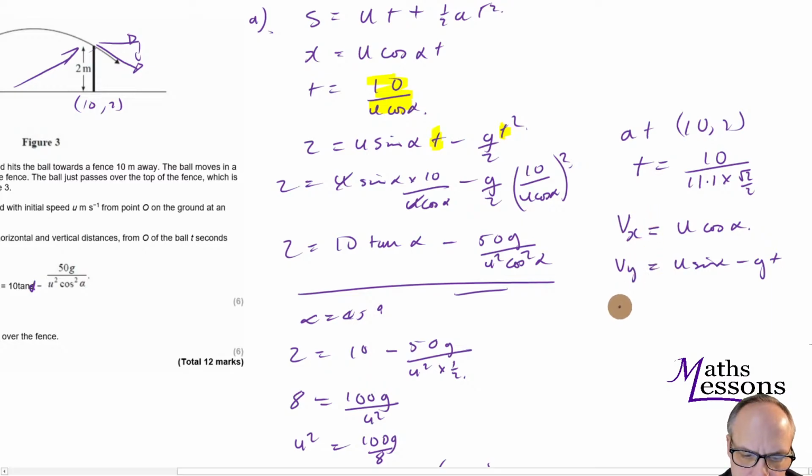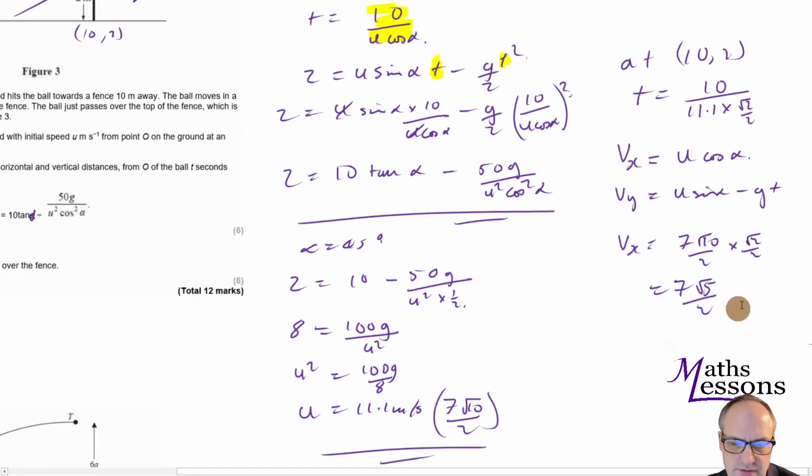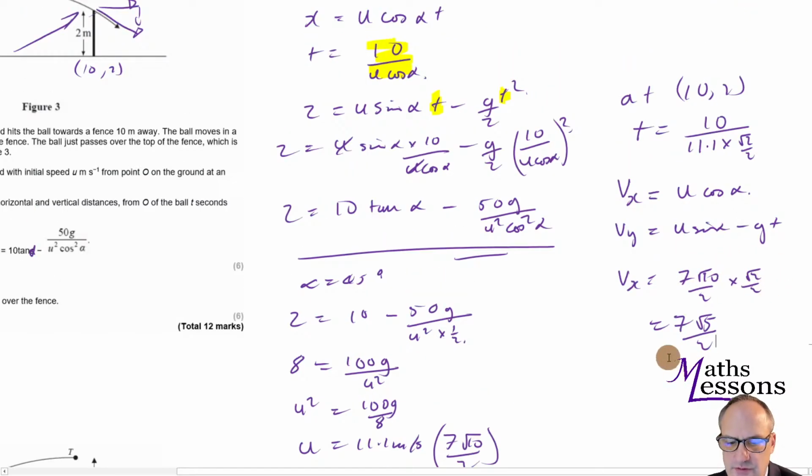So we can find Vx, and I've actually got the exact values for this. We're going to use the 7 root 10 over 2 version times root 2 over 2 to get 7 root 5 over 2, because we got our u down here, 7 root 10 over 2, and cos alpha is equal to root 2 over 2. So we've got our Vx. For Vy, u sine alpha is going to come out as 7 root 5 over 2.